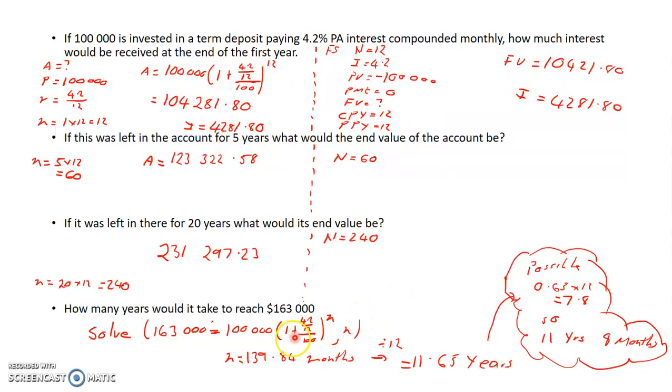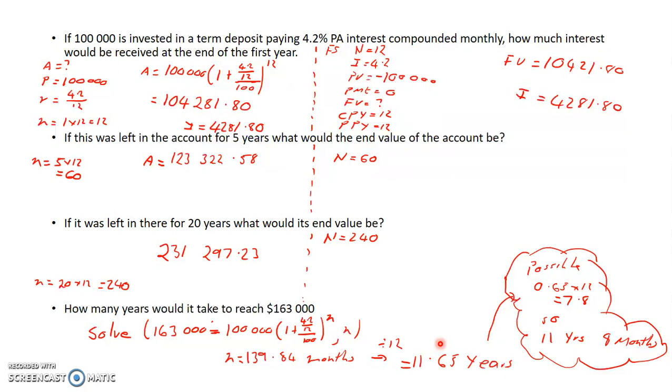How many years would it take to reach $163,000? So I've done it by Financial Solver. You could have done it by CAS as well, and you would have ended up with 139.84 months. The question said how many years, so to convert it back into years, we divide it by 12 because there's 12 months in a year. It gives us 11.65 years.